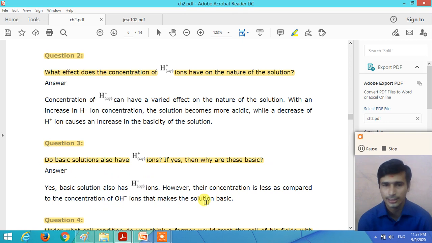The acidic solution has H plus ions, but in the acidic solution the concentration of the H plus ion is more compared to the OH minus ion. So the solution is called an acidic solution. And in the basic solution the concentration of the H plus ion is less compared to the OH minus. So it makes the solution basic, right?